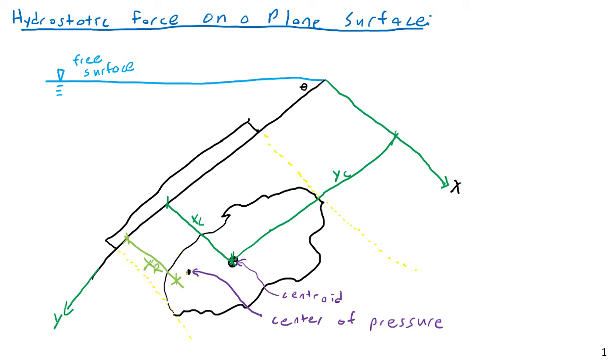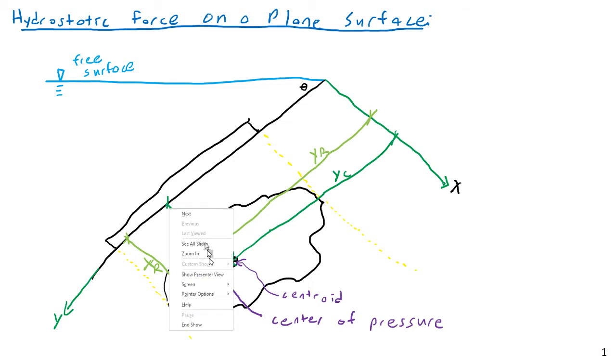This is going to be the force. If you do a vector sum of all the pressure forces acting on this surface, this is where that equivalent force acts through. And then I'm going to need a YR as well. YR is going to be the Y coordinate of the center of pressure.